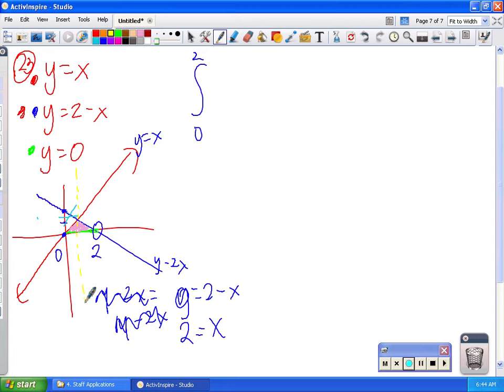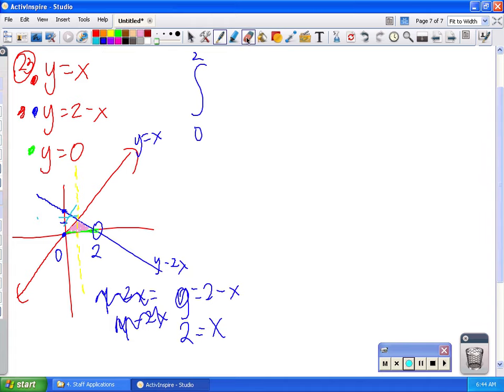Notice that from 0 to this yellow dotted line, the red line is on top. Y equal to x is on top, and the x-axis is on the bottom. The blue line is on top from this point where I have the yellow dotted line to 2. So the next thing that I have to figure out is where do the red and blue lines intersect? It's because I'm going to have 2 integrals here because the top and the bottom curve is changing.